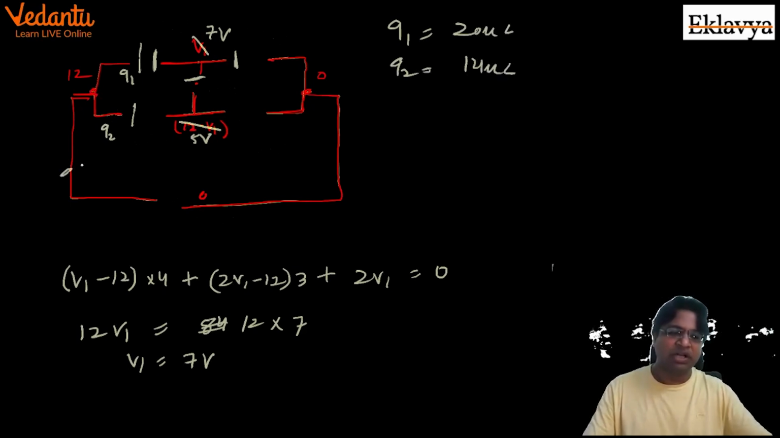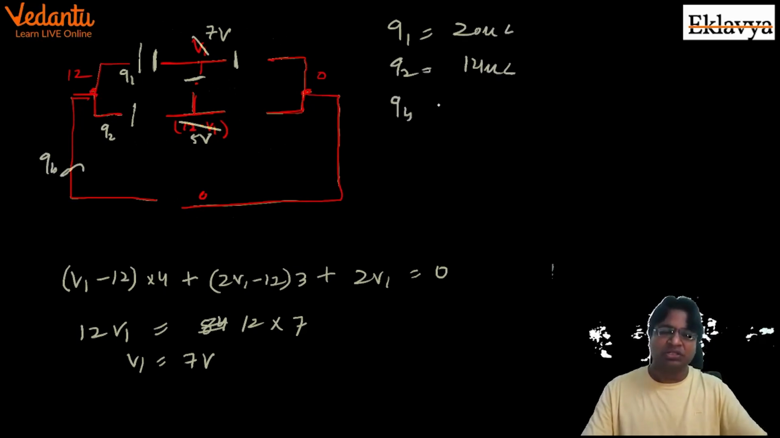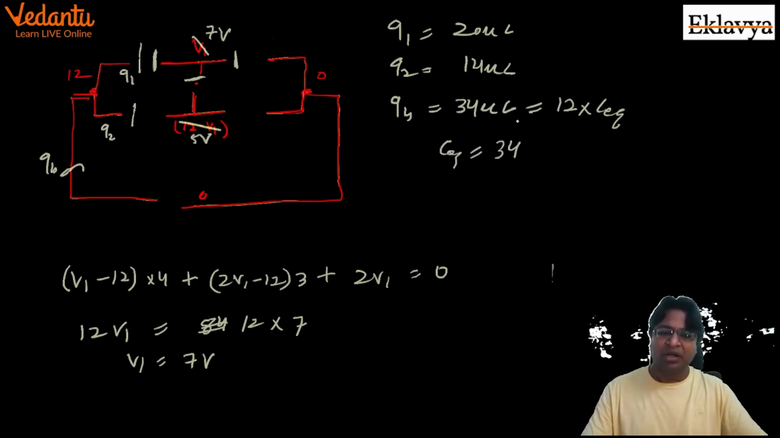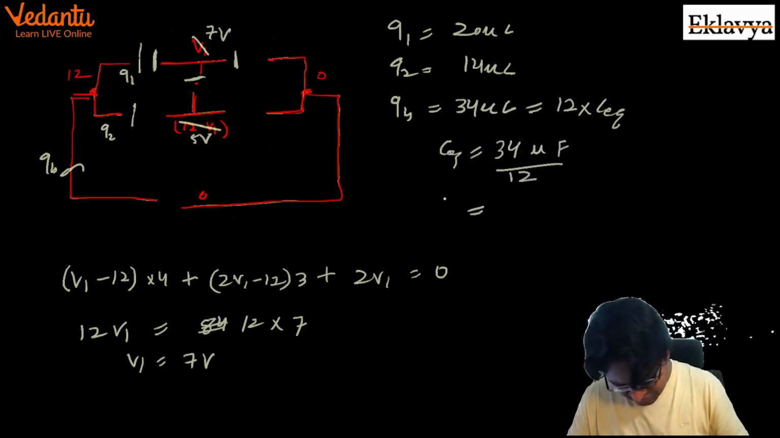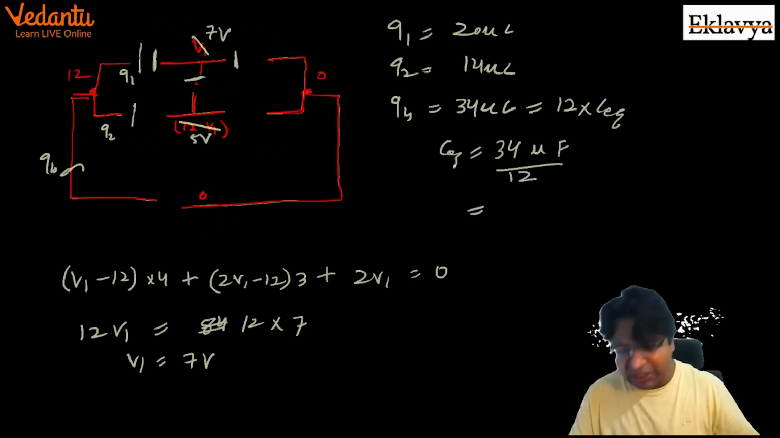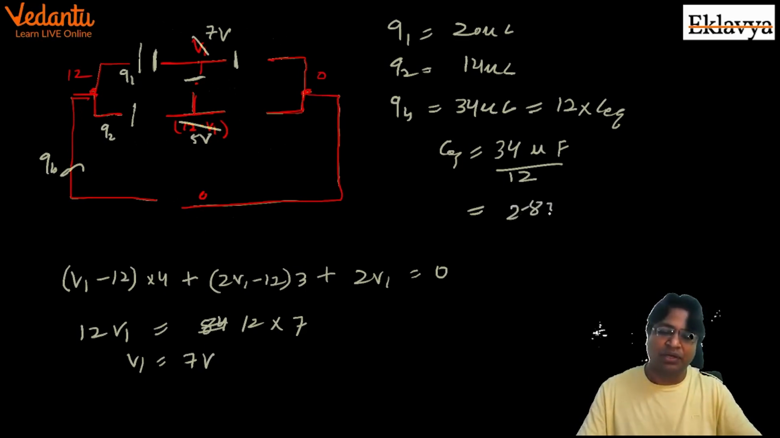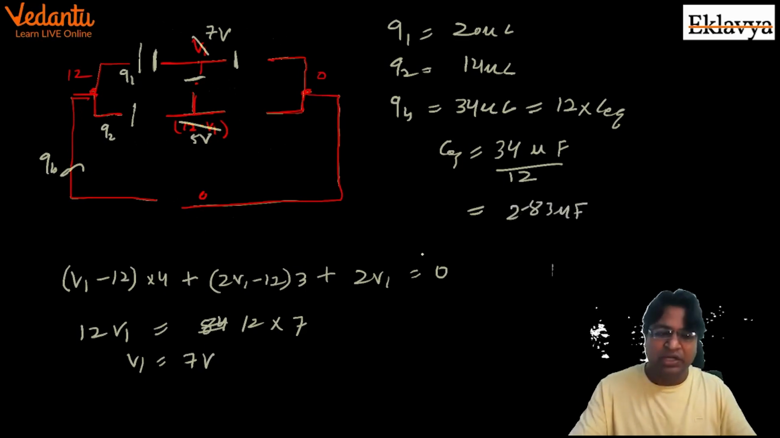So the overall charge that came from the battery is Q1 plus Q2. So the charge that came out of the battery is 34 microcoulomb, and this can be written as the EMF multiplied by C equivalent. So the value of C equivalent would be 34 microfarad divided by 12. This is 34 divided by 12, that is 2.83 microfarad. So 2.83 microfarad is the value of equivalent capacitance.